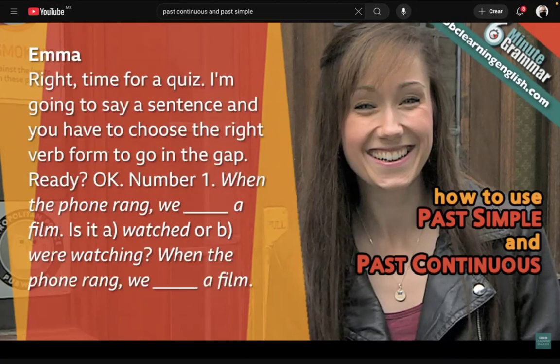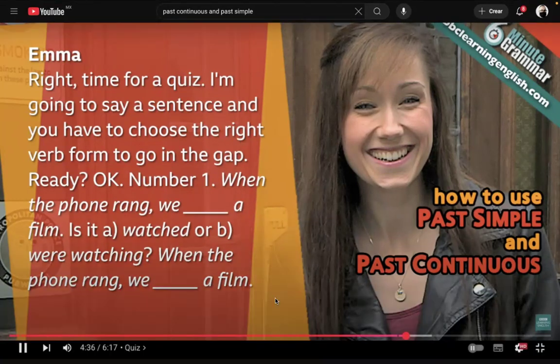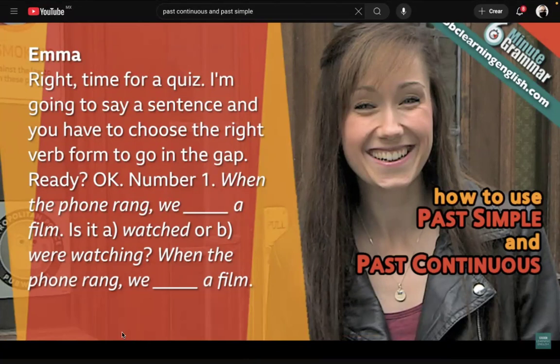Right, time for a quiz. I'm going to say a sentence and you have to choose the right verb form to go in the gap. Ready? Okay.